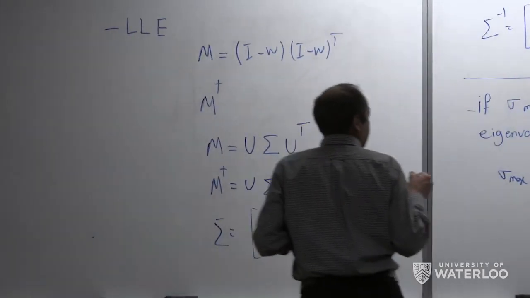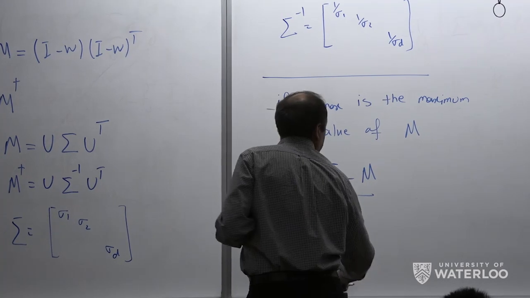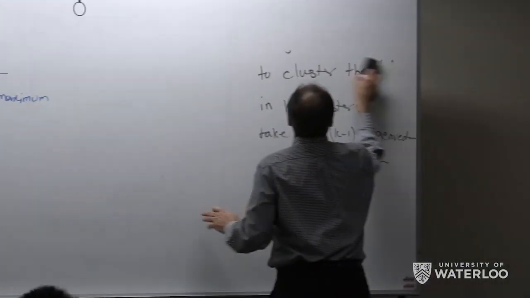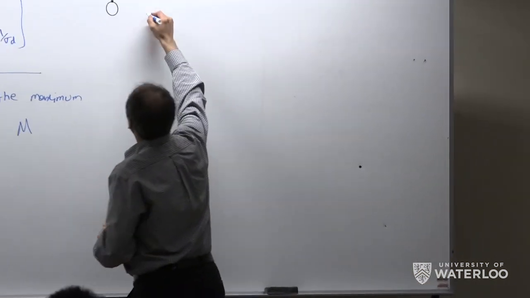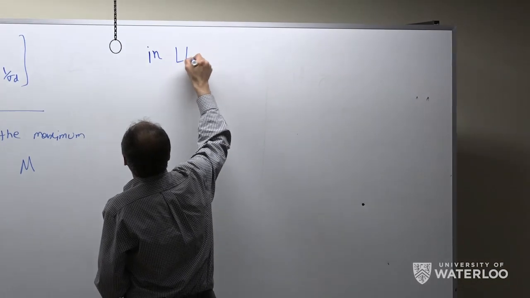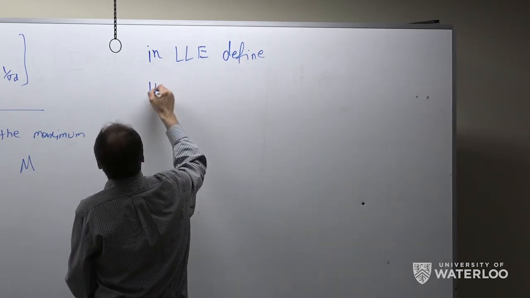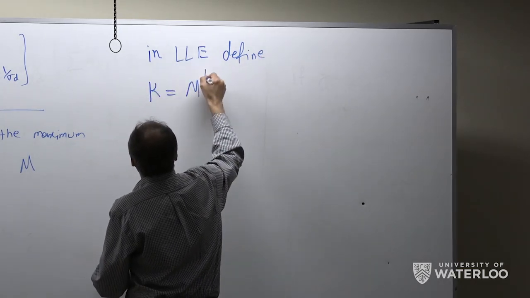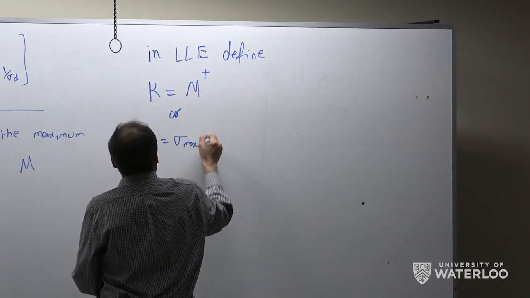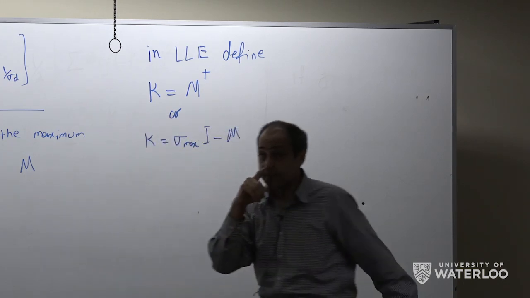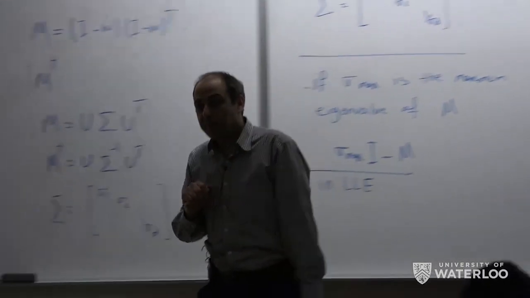So in LLE, let me write it here. In LLE, define K to be M pseudo-inverse or sigma max I minus M. Then it's kernel-PCA again.